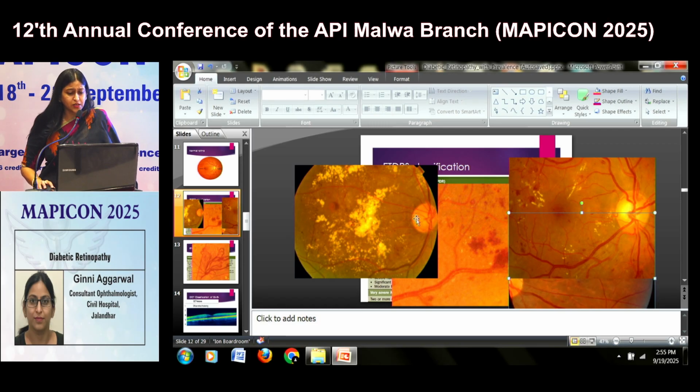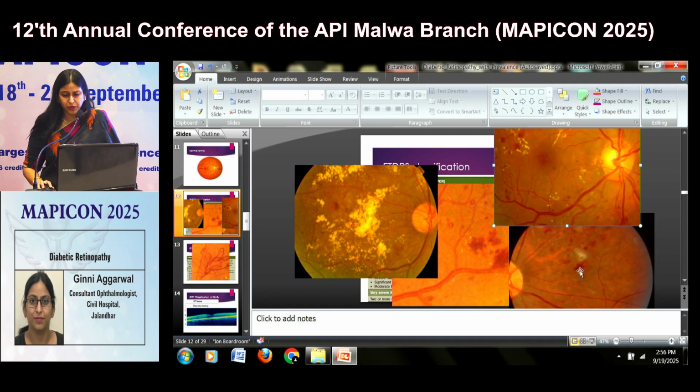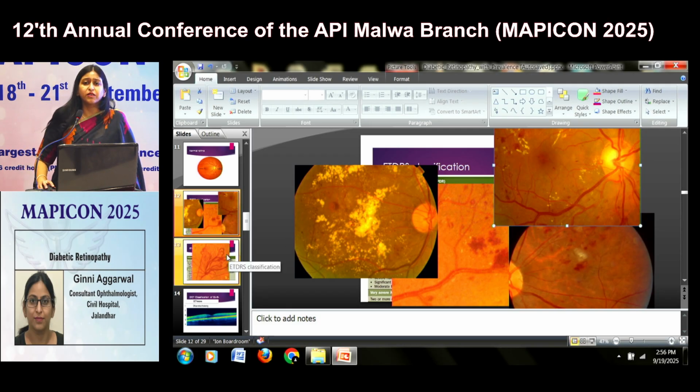Now see, this is the optic nerve and this is the macula. With such a deposition at the macula, this patient won't be able to see anything. So these are the hemorrhages, and these are the hard exudates, and these small reddish spots are hemorrhages and microaneurysms. This is how we classify our diabetic retinopathy on fundus examination.